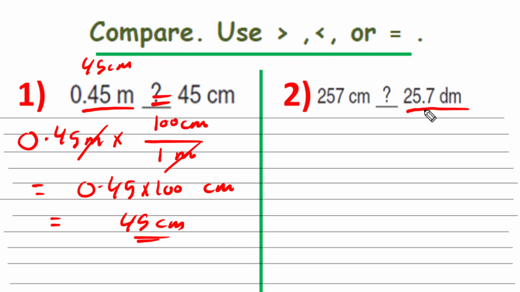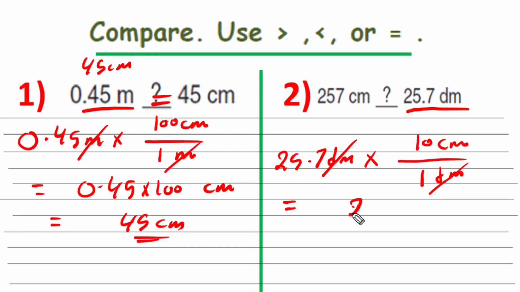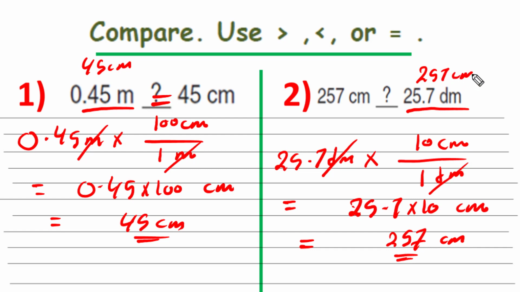Next, 257 centimeter and 25.7 decimeter. We will convert decimeter to centimeters. We will use the conversion factor. 25.7 decimeter. Now multiply, write decimeter down and centimeter up. 1 decimeter equals 10 centimeter. Now cancel the common unit. We get 25.7 times 10. It will be in centimeter. Now we can move the decimal point to the right 1 digit. We get 257 centimeter. So write 257 centimeter. It will be the same. Now we can write equals.